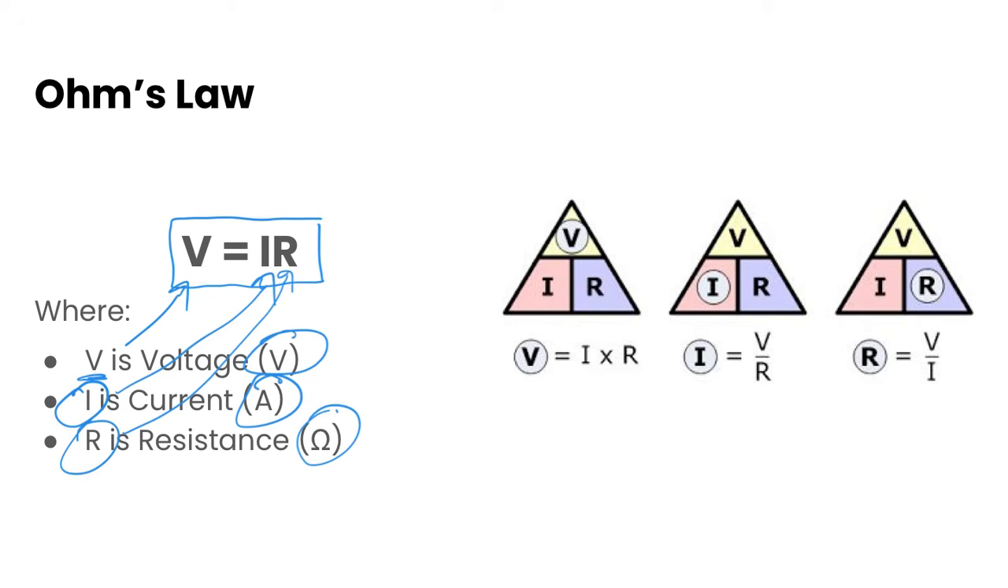If we have two out of these three variables, we can rearrange our equation to solve for the third one and figure it out just from knowing two out of three of these. So you can have V equals I times R, or if we rearrange for I, we're going to have V over R. And then if we rearrange for R, we'd have V over I.